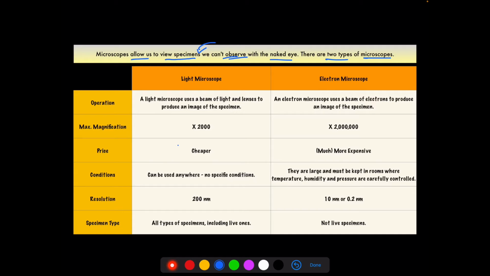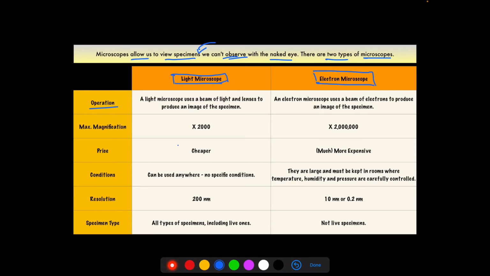So we have something called a light microscope and something called an electron microscope. The electron microscope is very sophisticated. It's used in very big organizations, but in a school or in a simple laboratory, you would just use a light microscope, and that's the common microscope you have in your head as an image probably. Okay, so first, operation of both of these microscopes.